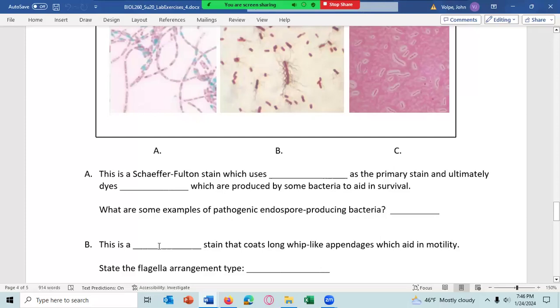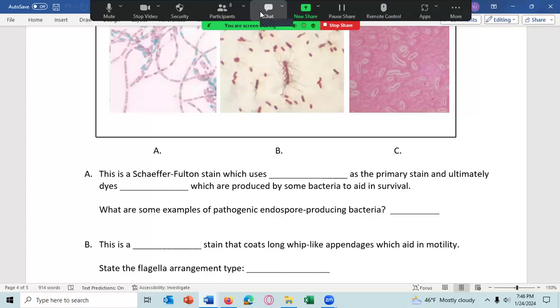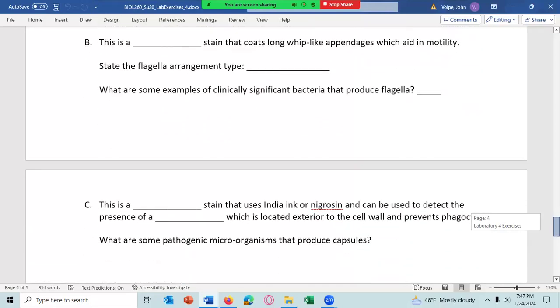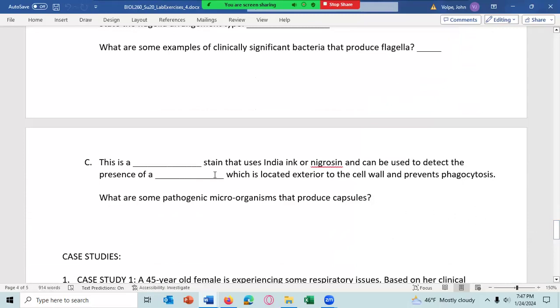For 5B, what is this stain? It is coating the long whip-like structures or appendages which aid in motility. And then state the flagella arrangement of this species in this picture. Any questions about 5B? In 5B3, what are some examples of clinically significant bacteria that produce a flagella? Or a flagellum, I should say, meaning they produce flagella or a flagellum.